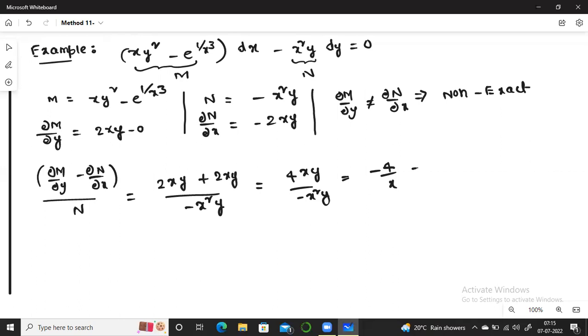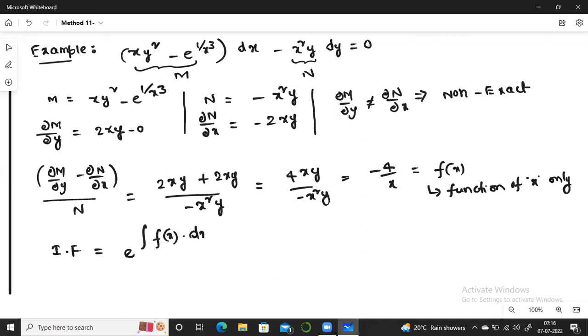See, this is a function of x only. It means my condition is satisfied. Method 1 condition is satisfied. So my integrating factor is e to the power integration of f of x dx.